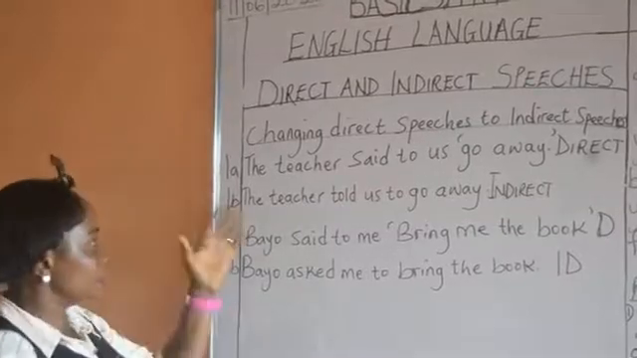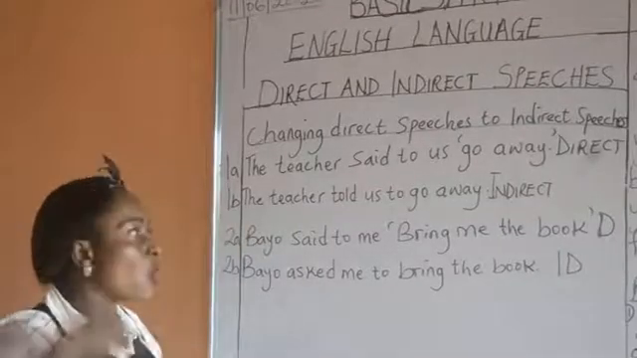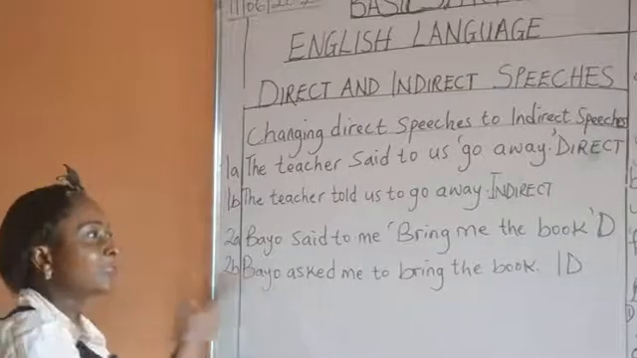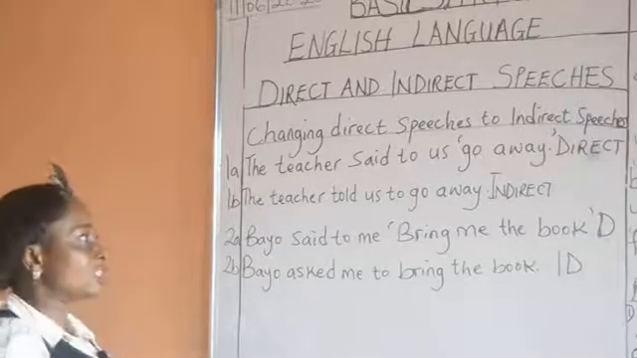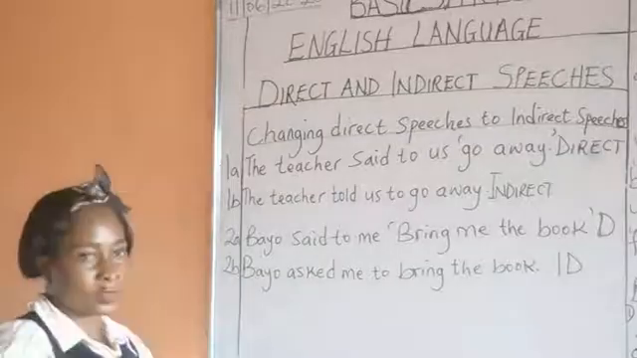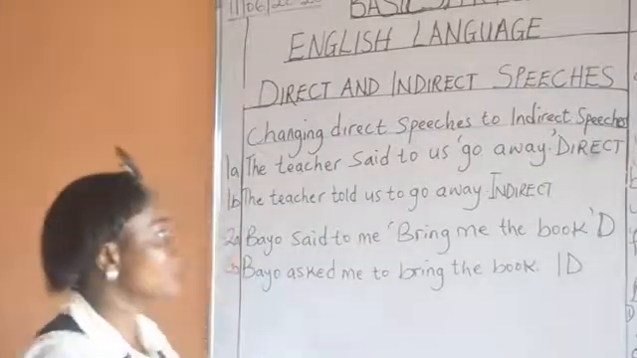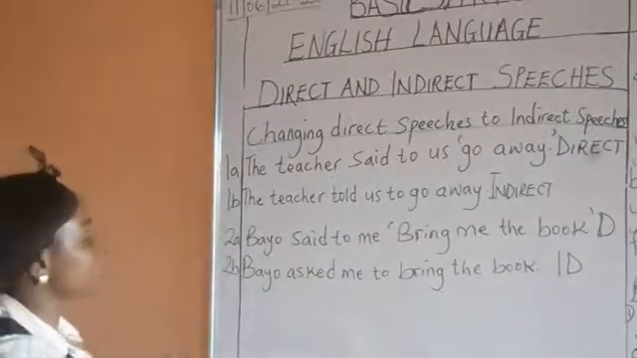1B, the teacher told us to go away. That is a reported speech or an indirect speech. The teacher told us to go away. That is an indirect or a reported speech. Example 2.